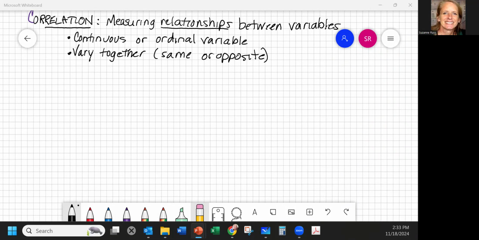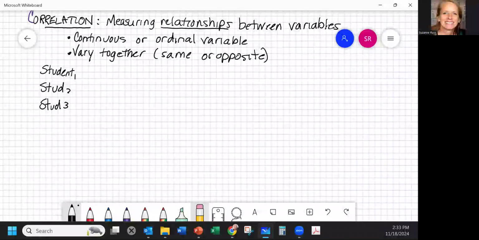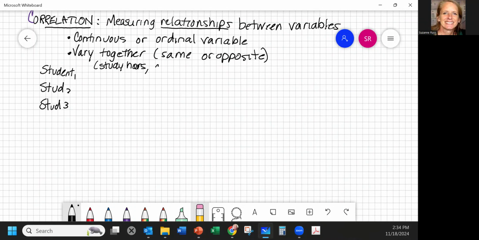Let's imagine that we have gathered from a number of different students 2 data points. Student 1, student 2, student 3, and so forth. And the 2 data points represent, and let me write them here, study hours per week. And the second variable represents grades. And from each student, we got 2 data points.